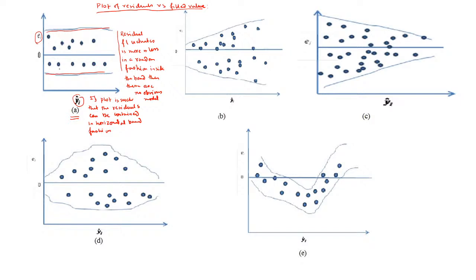This is also because you see that on both sides of this line, points are randomly distributed. So this means expectation of ei equal to 0 as well as variance of ei equal to constant, because here we do not see any pattern.